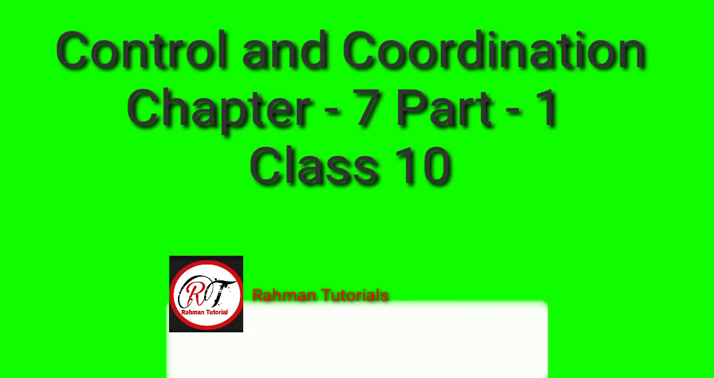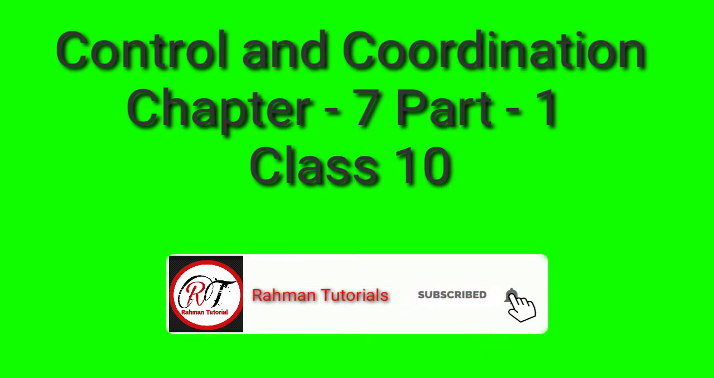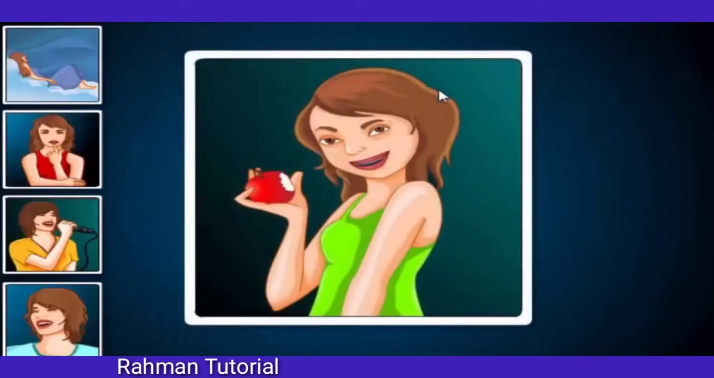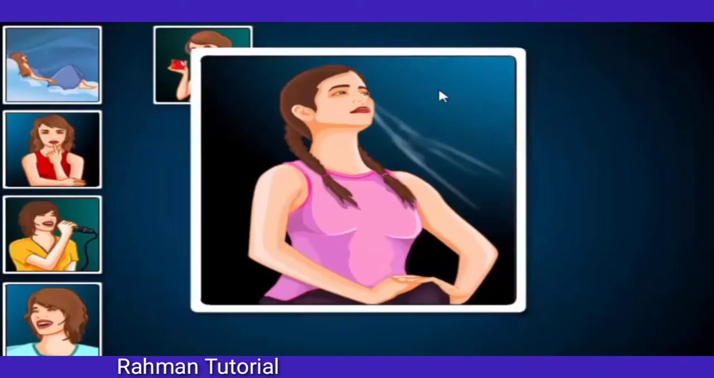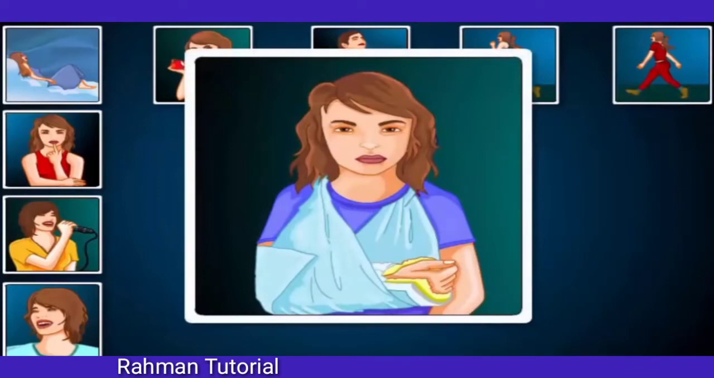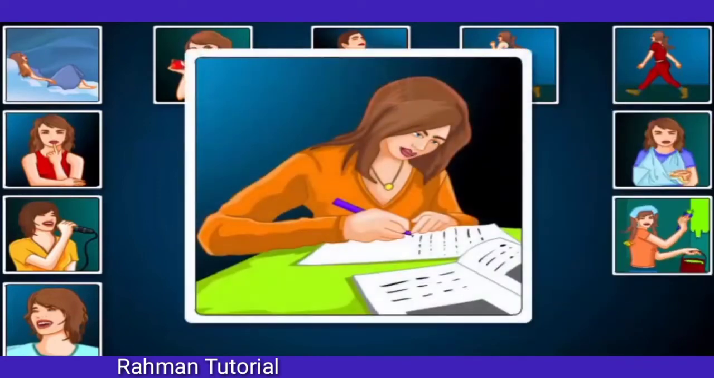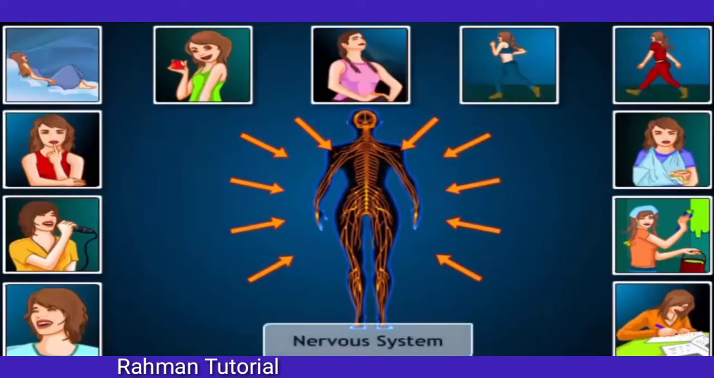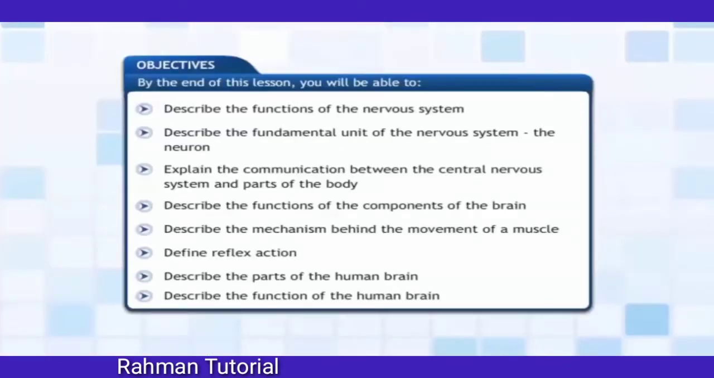In this video we are going to learn about Control and Coordination Chapter 7 Part 1 Class 10. Thinking, dreaming, tasting, breathing, running, moving, feeling pain, painting, writing. We can't do any of these activities without our body's nervous system. In this lesson, you will learn about the nervous system and its components, reflex action, and the structure of human brain.